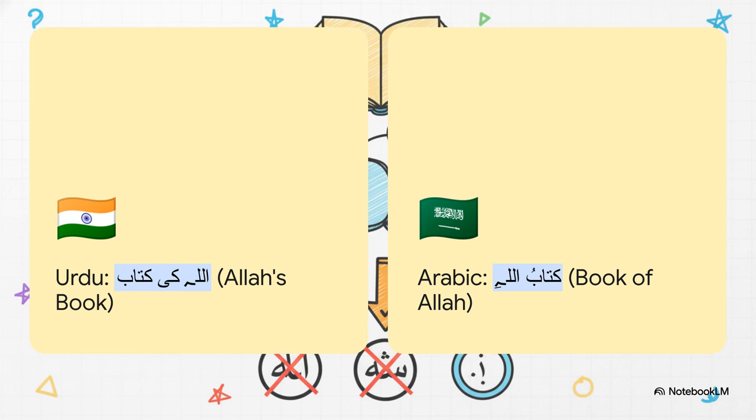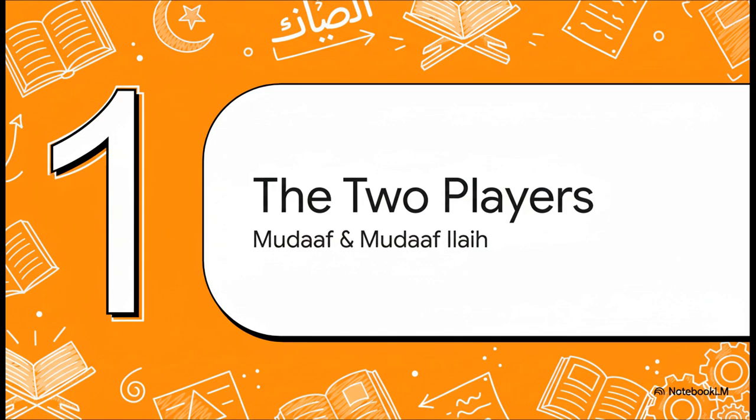And if you look really close, what's going on with those vowel endings? That U on kitab and the E on Allah, why are those there? Well, that why is exactly what we're about to unpack. To really understand this whole thing, you just need to meet the two key players in every single possessive phrase. Think of them like a dynamic duo, a team that always works together to show who owns what.